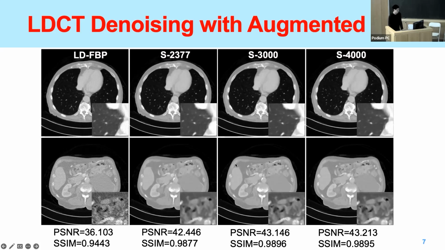In the original dataset, we have 2377 images. We augmented the dataset to 3000 and 4000 and then trained the RED-CNN on these different training images. We can see the PSNR is improved from 2377 to 3000, but limited by the scale of RED-CNN, from 3000 to 4000 just got a small improvement.